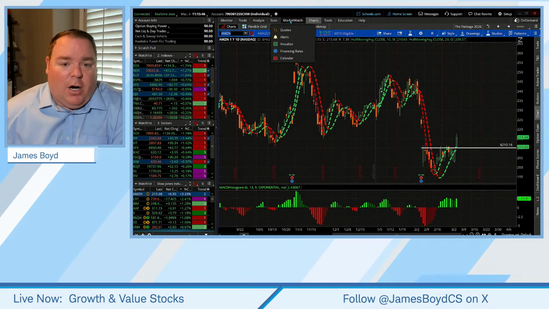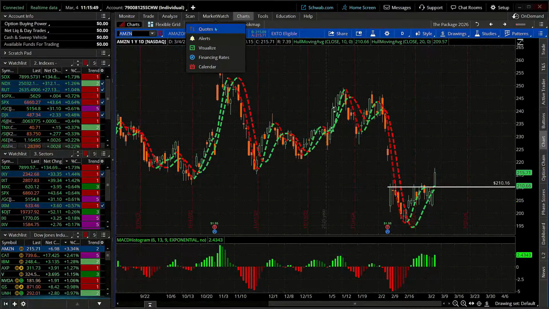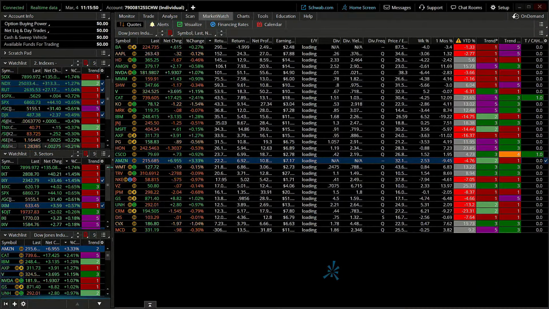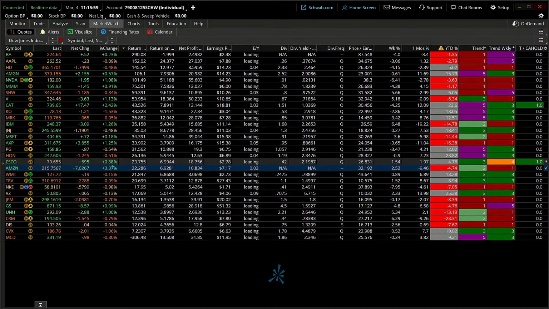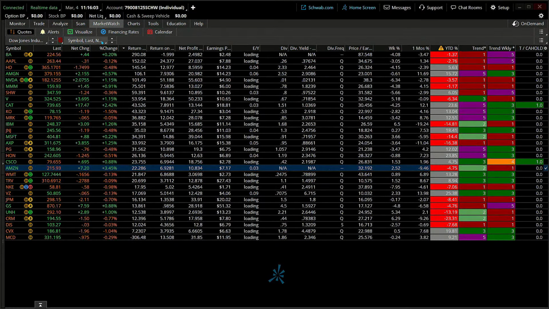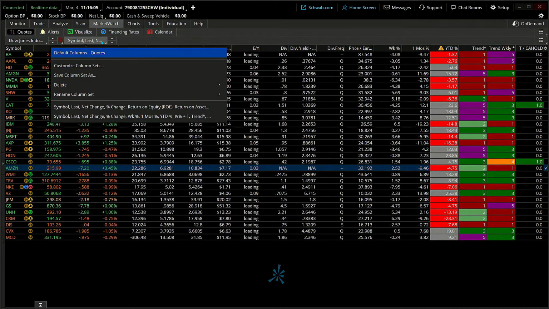Now, if we go to Market Watch, I'm going to go to quotes. Okay. I just want to make sure we're all on the same page. The platform that we're looking at is the Thinkorswim platform. You can download this right off the schwab.com website. Now, does everyone see this little drop down right there? That drop down, you can save the columns that you want to see.